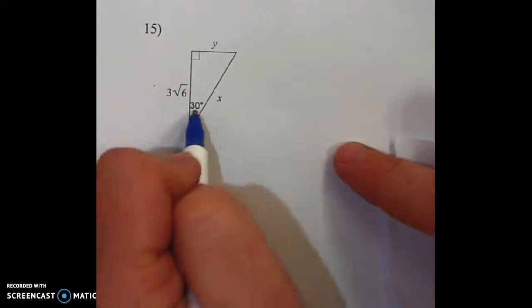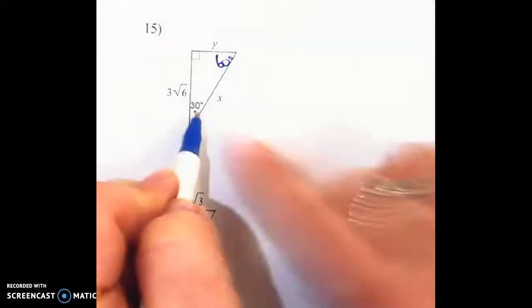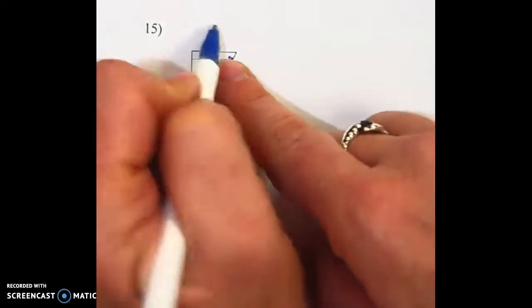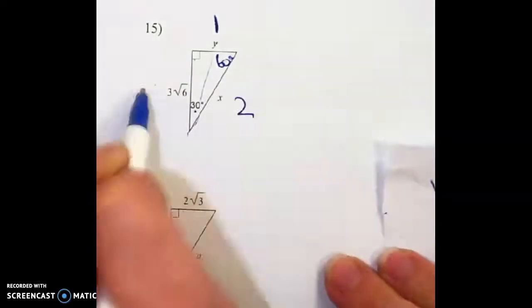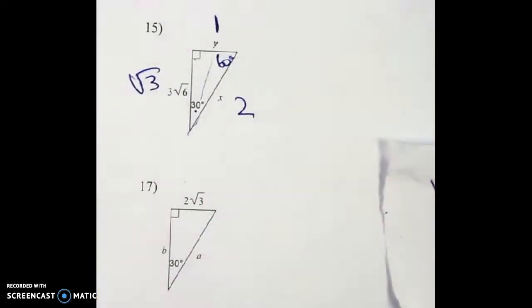This time they gave us 30. That means this is 60. Who's across from the 30? 1. Who's the long side that's not touching that? 2. That means this is rad 3. All right. It's getting to a more difficult one.